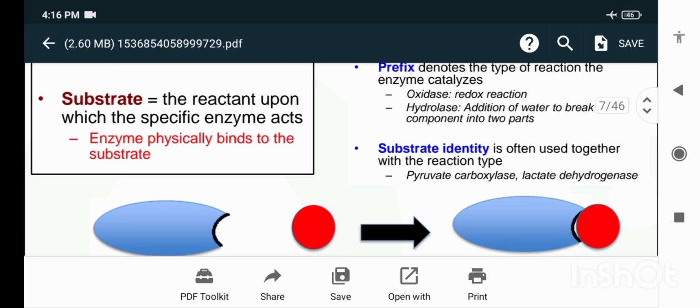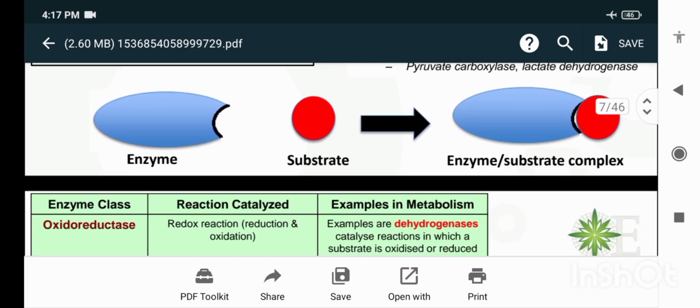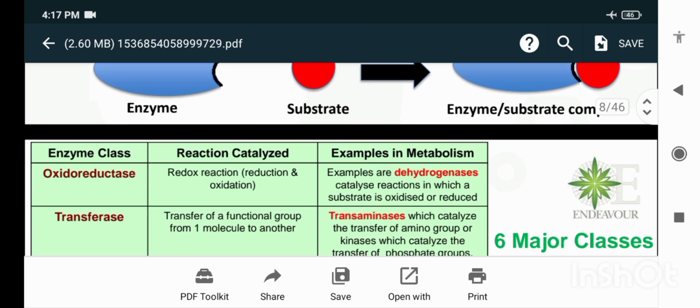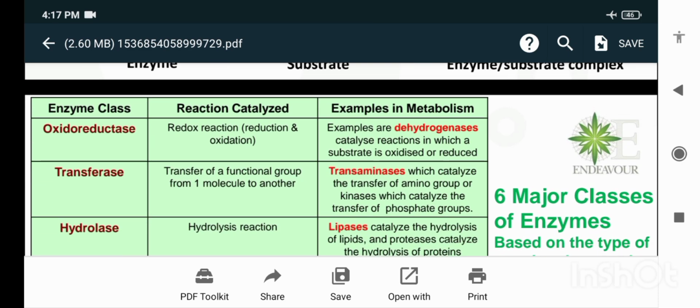Substrate identity is often used together with the reaction type: pyruvate carboxylase, lactate dehydrogenase. Enzyme plus substrate then gives rise to the enzyme-substrate complex. Enzyme class, reaction catalyzed, and example in metabolism.